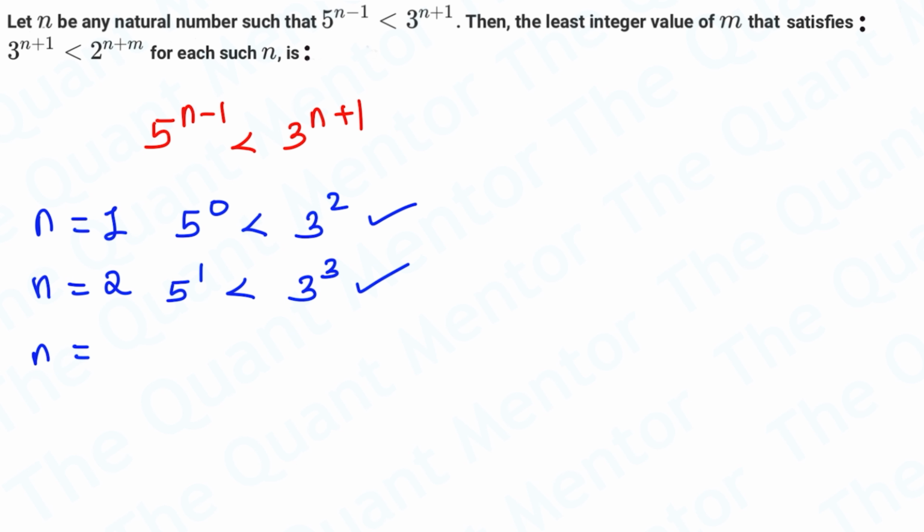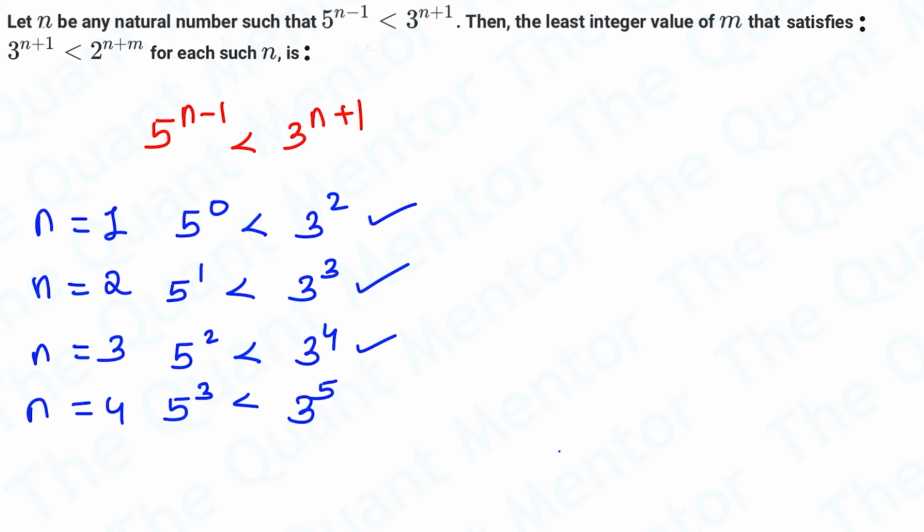Next up, you take n equal to 3. Left hand side is 5 square. Right hand side is 3^4. 3^4 is still more than 5 square. So yes, n equal to 3 is also acceptable. Same way, you can take n equal to 4. It will be 5^3 on the left hand side. And your right hand side will be 3^5. That's 243, which is definitely more than 125. So yes, acceptable.